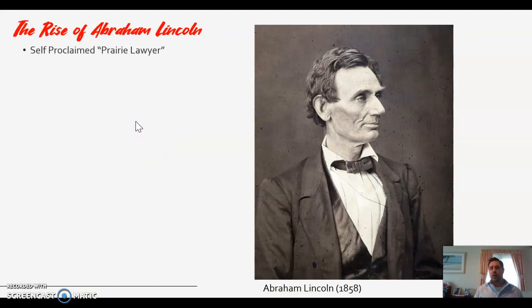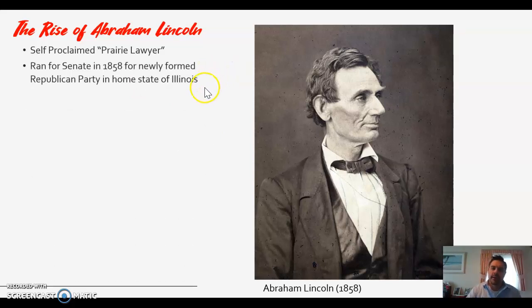Abraham Lincoln called himself a prairie lawyer. He was from the small town of Springfield, Illinois, which in the early 1800s really was kind of the prairie, you know, the western extent of our nation. He was a successful lawyer in and around Springfield, Illinois. He had a term in the House of Representatives, but then later in 1858, he ran for the Senate.